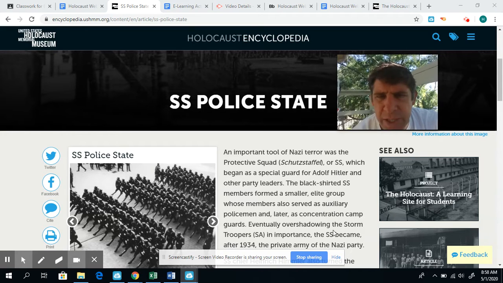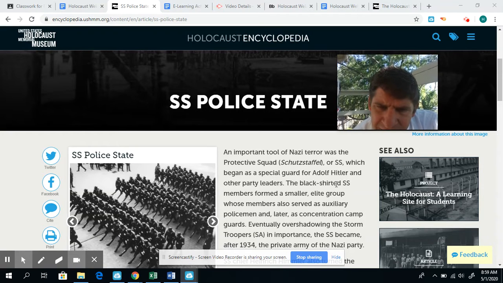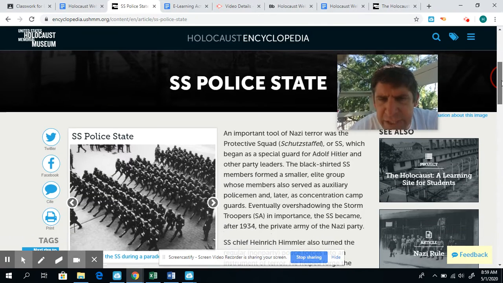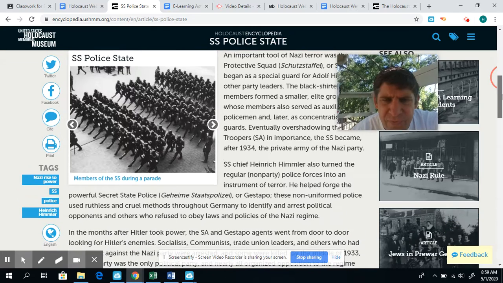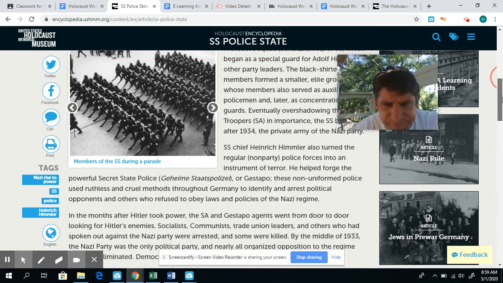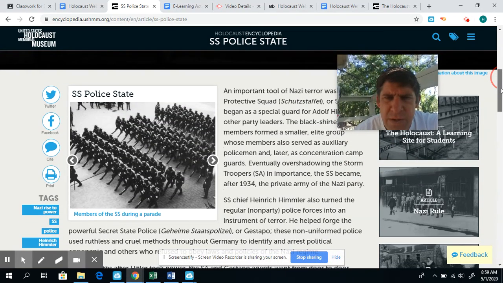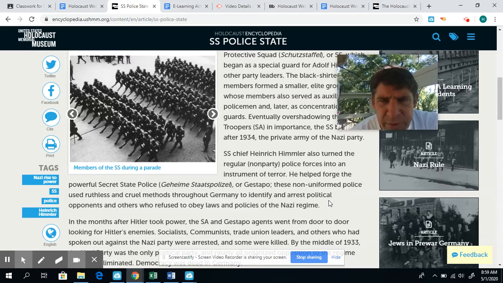So the SS apparently are an element of Nazi terror. They are a protective squad called the Schutzstaffel. They began as a special guard for Adolf Hitler. Okay, you could say they're the secret police. They're all kinds of stuff. Let's see. Now I'm looking for information about what they did to people who opposed the Nazis. Right? Oh, here we go. These non-uniform, that's Gestapo.